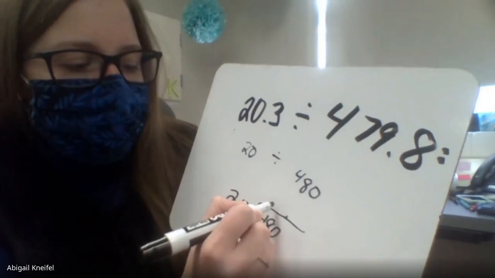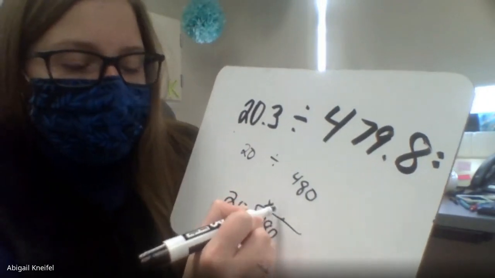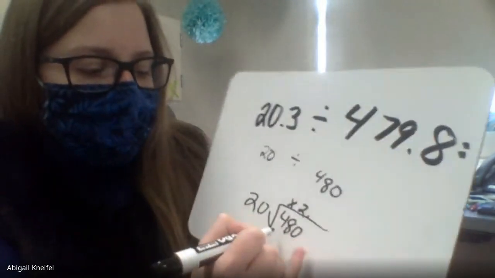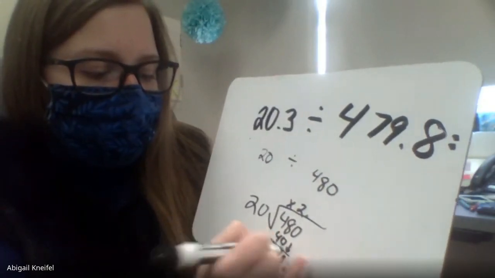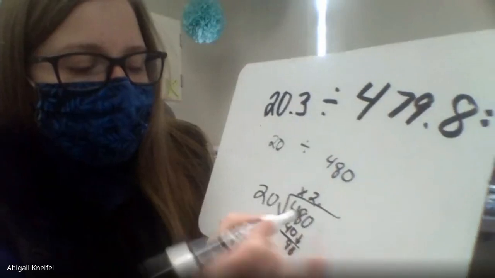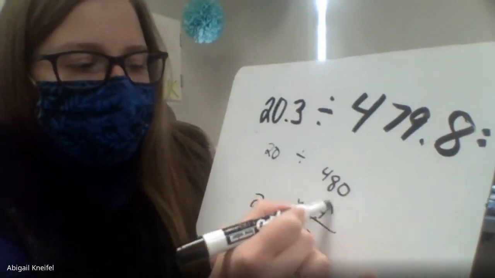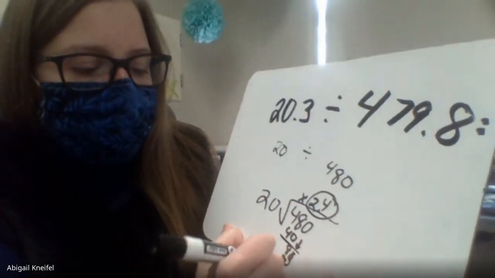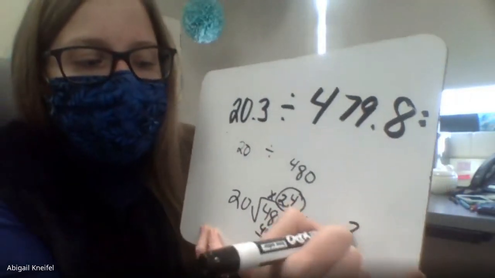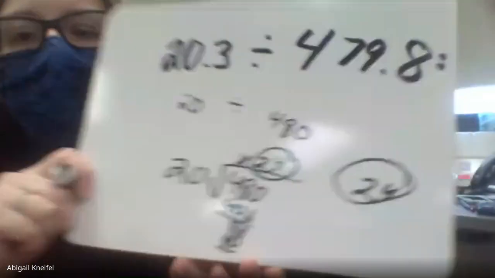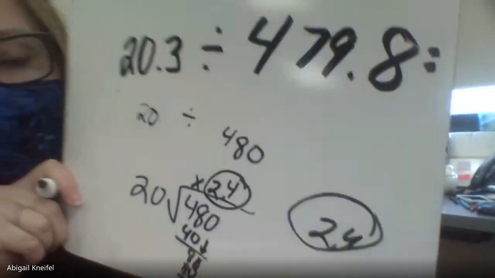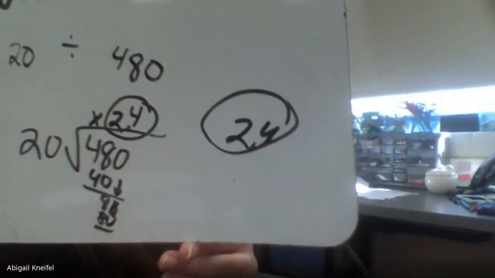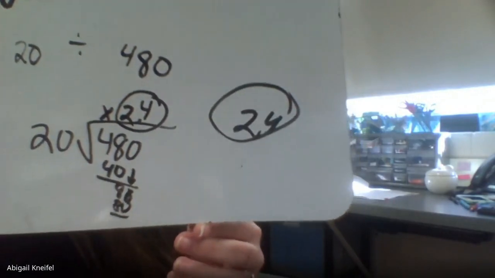20 can go into 0 zero times, but it can go into 48 twice, which is 40. Bring down your 8, bring down your 0. 20 can go into 80 4 times, which is 80. So your estimated answer is 24.